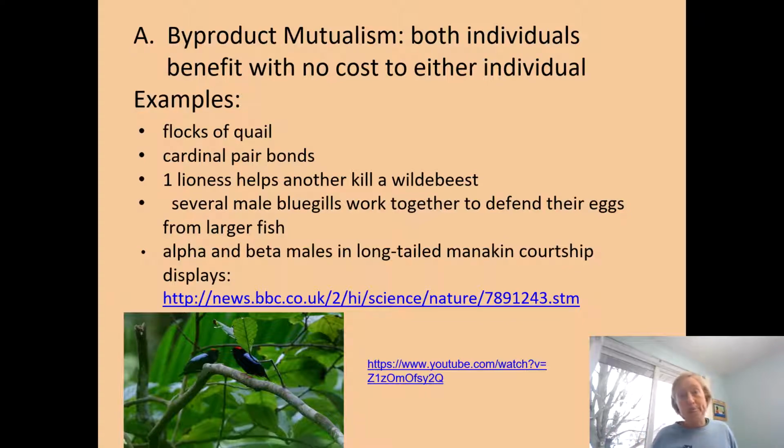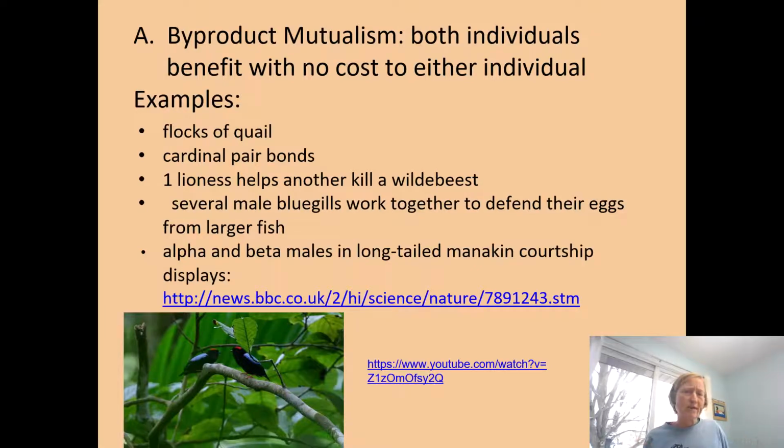A flower and a bee benefit when the bee feeds off the flower, it gets nectar from the flower, but then it moves pollen from one flower to another, helping to improve or increase reproductive success in the flower. So this is an example of mutualism, right? Both species benefit. Byproduct mutualism, we're dealing with within a population now, within the same species, but both individuals benefit with no cost to either individual.